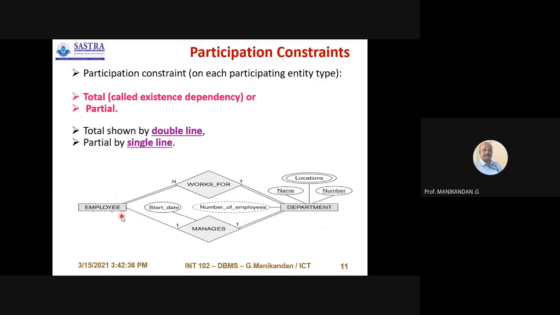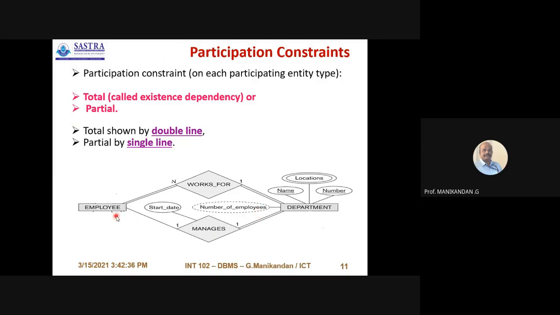Whereas if you take employee, we are not going to have a condition saying that all the employees are managers. An employee belongs to a department, but among the employees, one is going to be the manager. So all the employees are not managers. So the participation of employee in the manages relationship type is going to be partial, whereas the participation of department in the manages relationship type is going to be total.